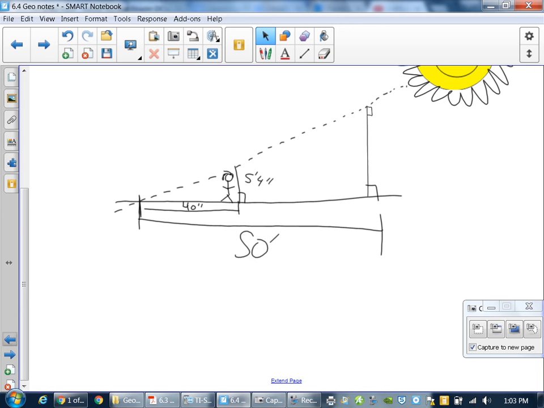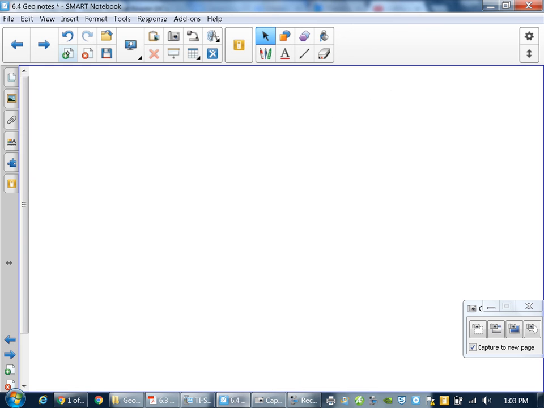Can you put the 50 feet for the big shadow? I did. Oh, I didn't see that. So here's what you're looking at. Right now you've got two triangles that look like this.